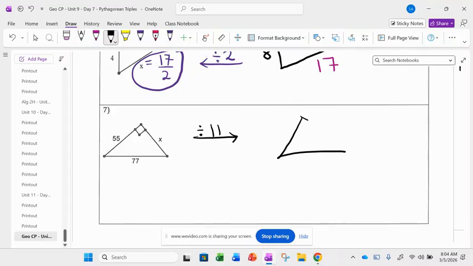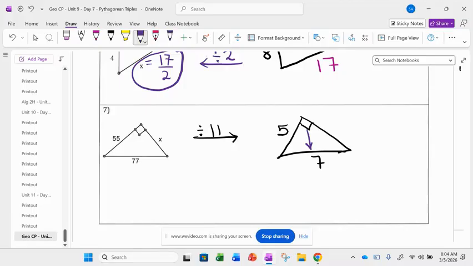When we divide this whole triangle by 11, 55 divided by 11 is 5, and 77 divided by 11 is 7. And then I have 5, something, 7. Do we all agree 7 is our hypotenuse? This is not a triple. 5, something, 7, there are our triples up there, right? This is not a triple. So when it's not a triple, what do we have to do?